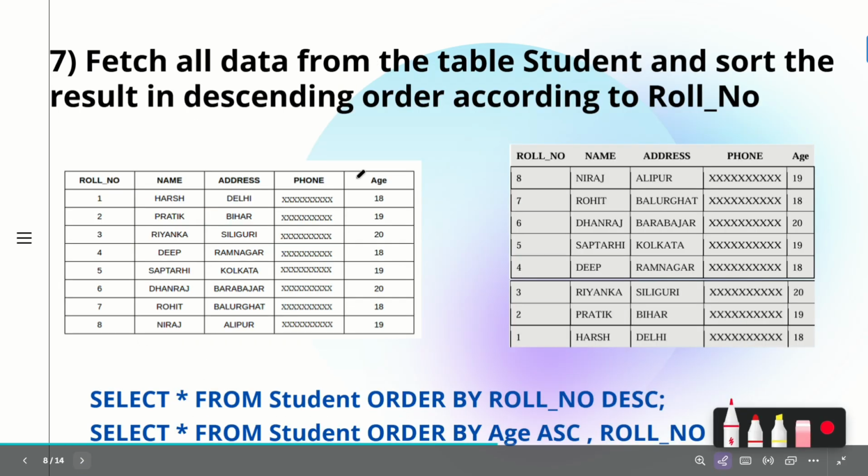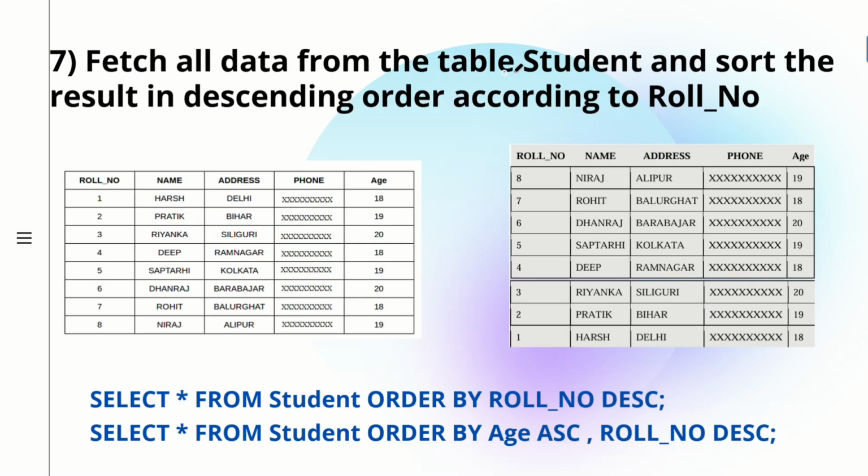Now let's go to our seventh question, where you are asked to fetch all the data from table student and sort the result in descending order according to roll number. So they have asked you to give the entire data, but the data, like the roll number you are seeing here, should be reversed, it should be in descending order. So what is descending?